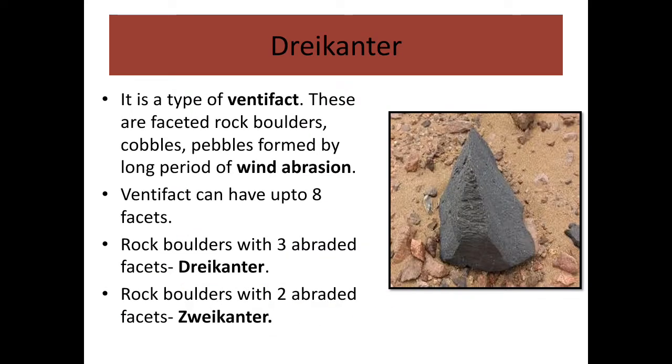Dreikanter is a ventifact. These are faceted rocks. They have many faces: faceted rock boulders, cobbles, and pebbles formed by a long period of wind abrasion. A ventifact can have up to 8 facets, and a rock boulder with 3 abraded facets is called Dreikanter. Suppose it has 3 facets, then it is called Dreikanter. If it has 2 abraded faces, then it is called Zeugen.